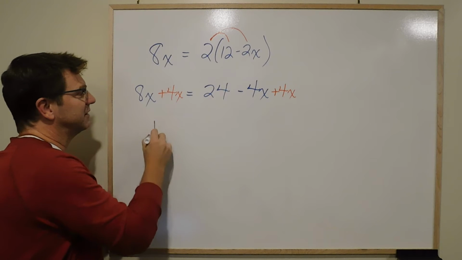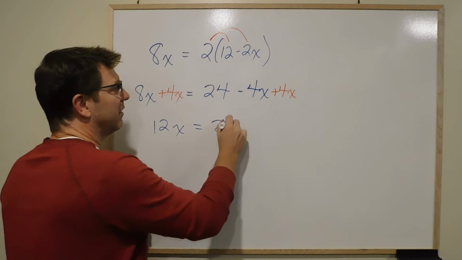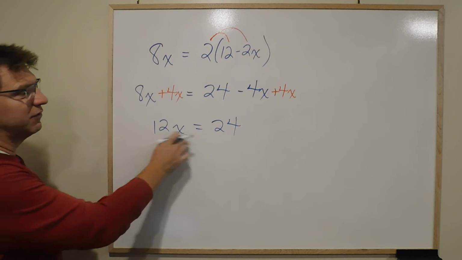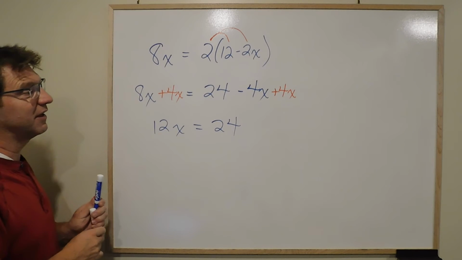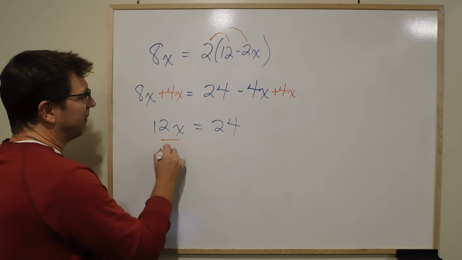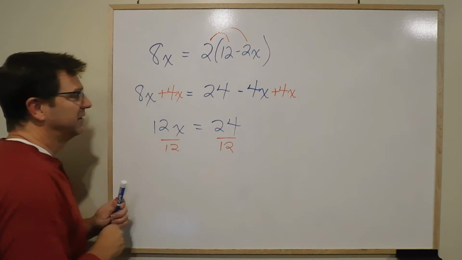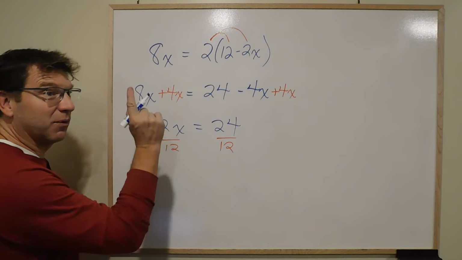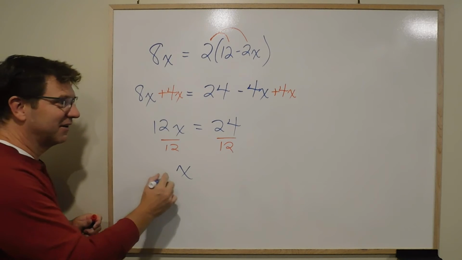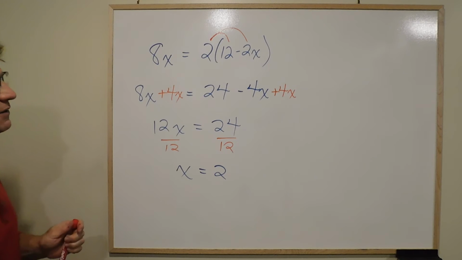8x plus 4x is 12x. On this side we have 24, and then that's 0, so we don't have anything else. Now we have 12x equals 24. That gives us the little equation that we were doing a couple of slides ago. I'm going to divide by 12 because that gives me 1x. I'm going to divide this by 12 as well. 12 divided by 12 is 1. I have 1x, or as we mathematicians say, x. And 24 divided by 12 is 2, right? So x equals 2 is my answer.